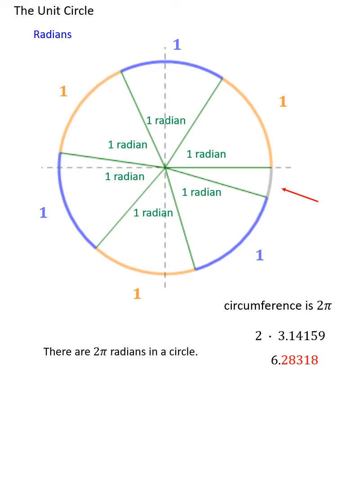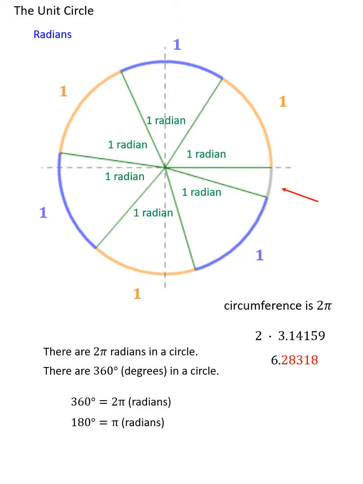Sometimes we say there are 2 pi radians in a circle, inspired by this picture. But we also like to think of there being 360 degrees in a circle. So in some sense, 360 degrees and 2 pi radians are the same thing. This is the same as saying 180 degrees and pi radians are the same thing.